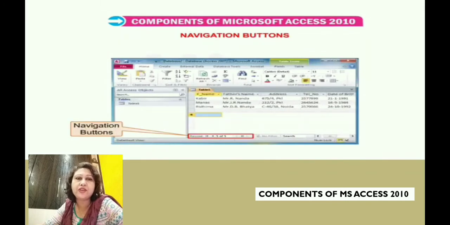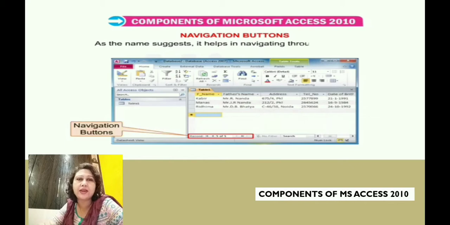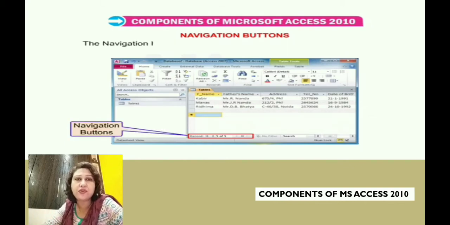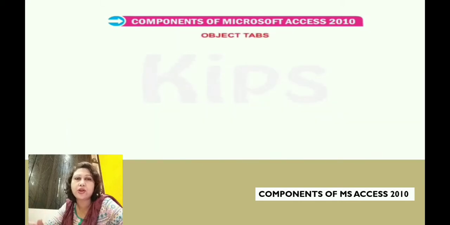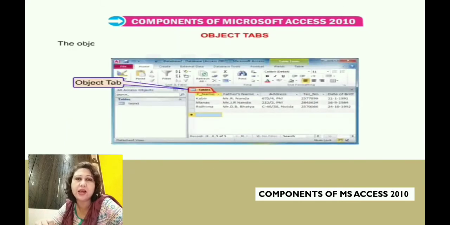Then we have the navigation buttons. So what are the navigation buttons? As the name suggests, they help in navigating through the different records. The navigation buttons display the current record number in an object. That means whichever record you are working on, it will display that particular number.